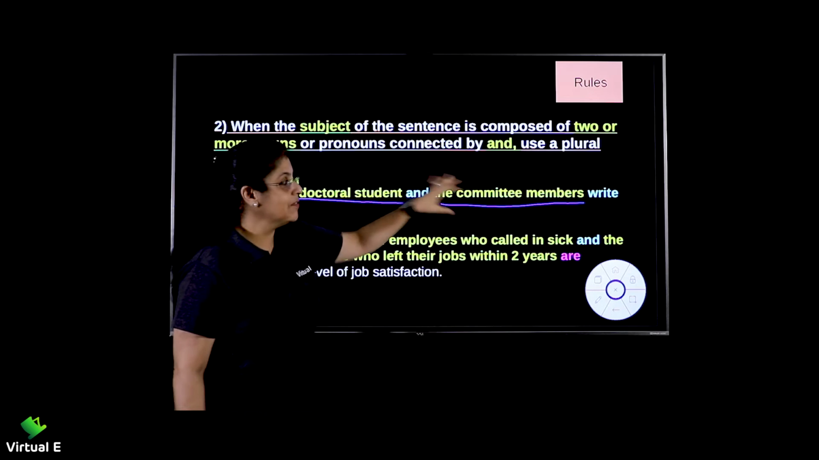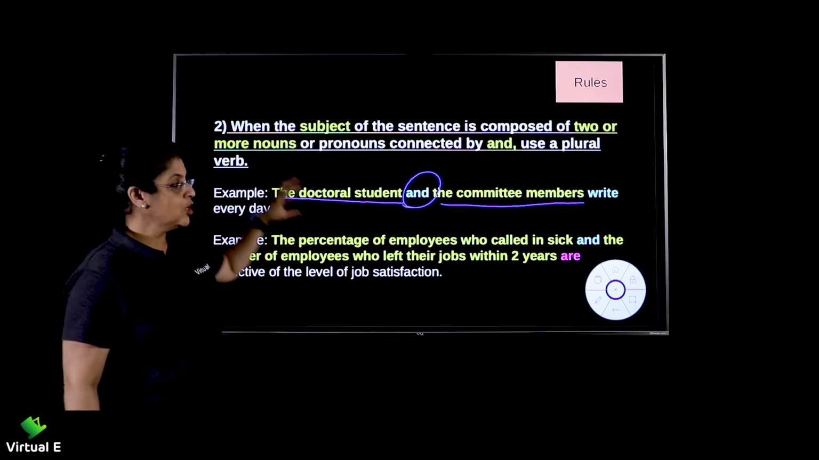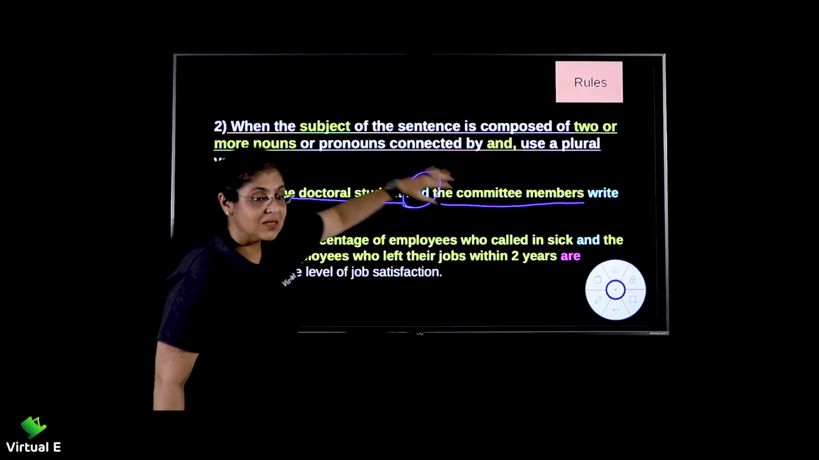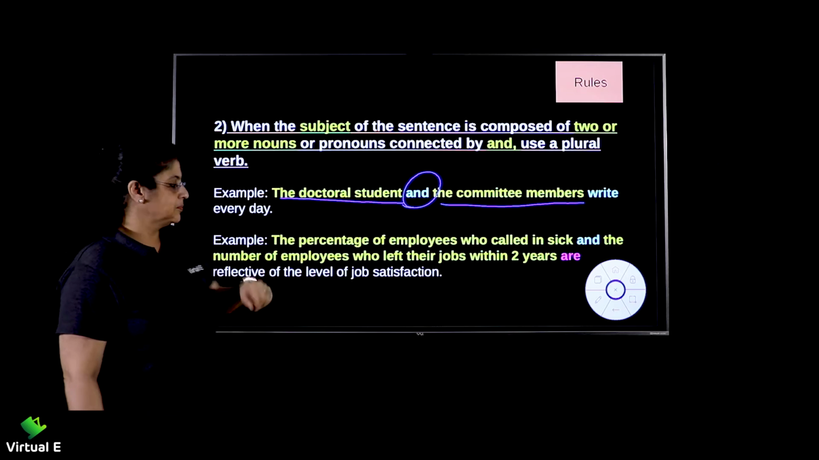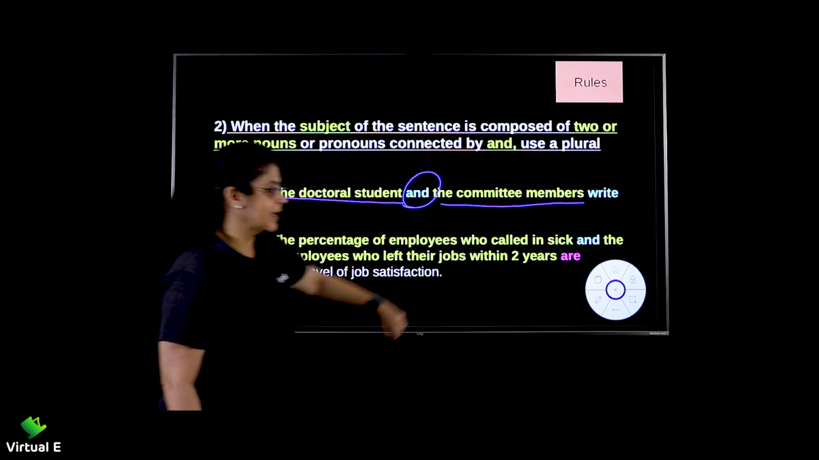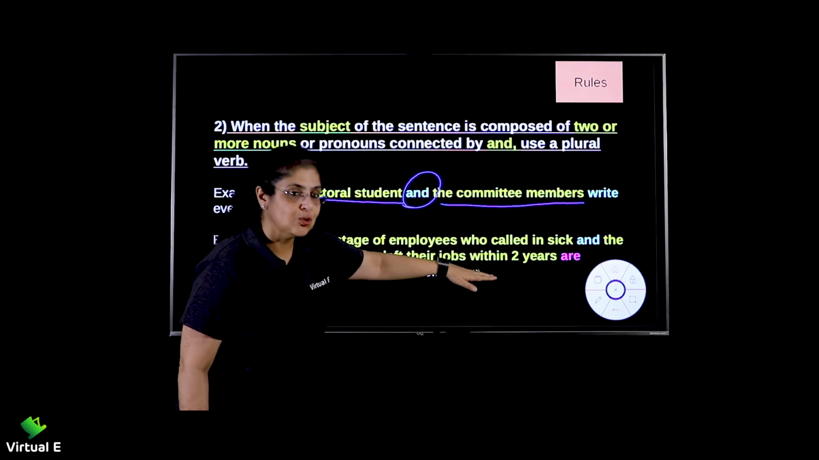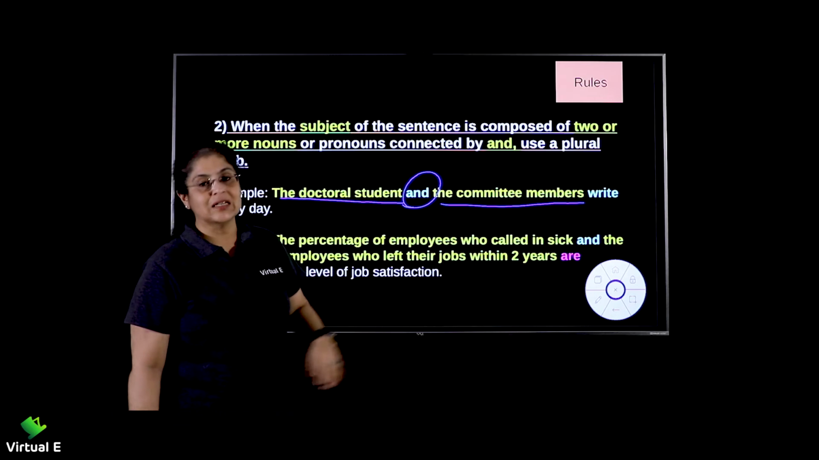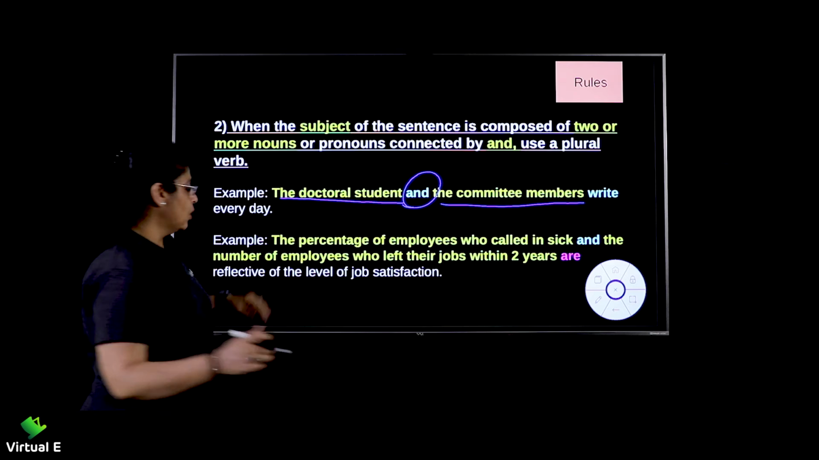So here you have these two and they are connected with and, right? So two subjects, two nouns in a subject connected with and, we will use a plural verb. Now, the percentage of employees who called in sick and the number of employees who left their jobs within 2 years are reflective of the level of job satisfaction. So, pretty big, pretty lengthy, but yes, all the same.